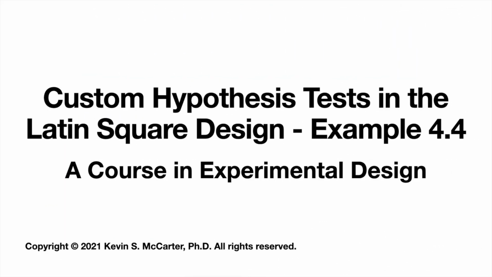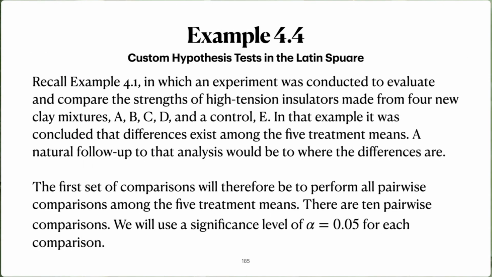In this lecture video, we're going to look at an example where we test custom hypotheses in the context of a Latin square design. This will be example 4.4, and it refers back to example 4.1. So recall that example in which an experiment was conducted to evaluate and compare the strengths of high-tension insulators made from 4 new clay mixtures, which we're denoting by A, B, C, and D, and a control, which we denote by E. In that example, it was concluded that differences do in fact exist among the 5 treatment means.